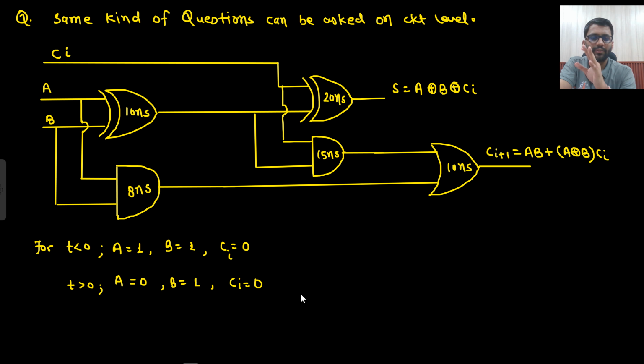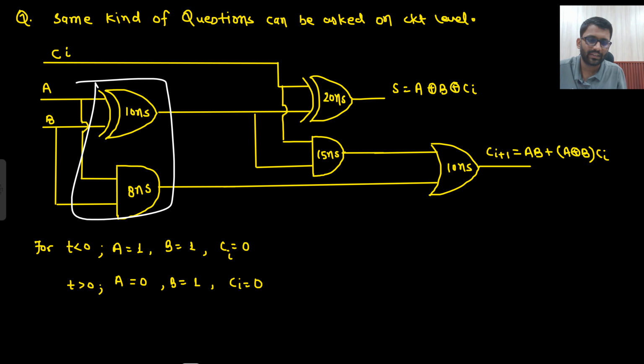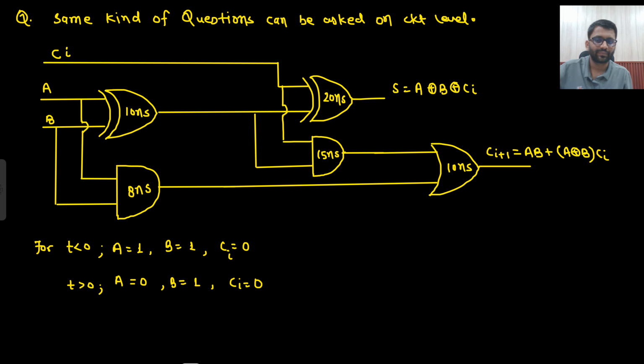Let's see this question. So same kind of questions can be asked on circuit level as well. So now I have drawn the circuit level. This is half adder, this is half adder, and this is your OR gate. So what you can do, you can convert them to half adder. But why would you do these kind of things in the examination? In the examination, you will be solving it, right?